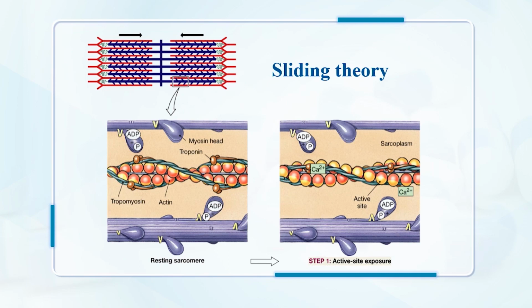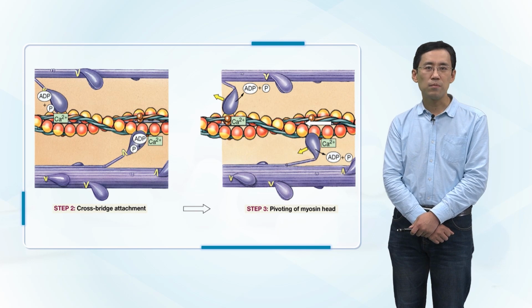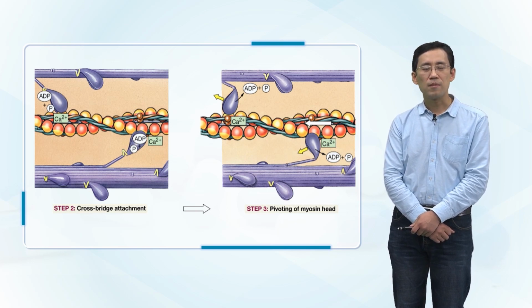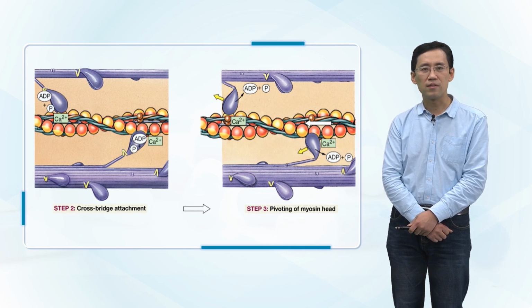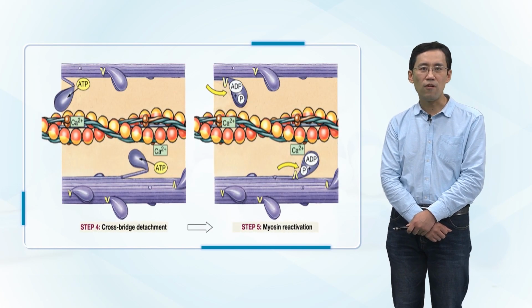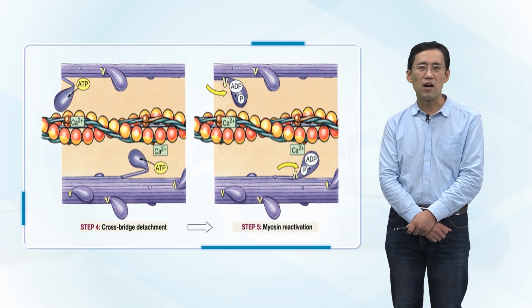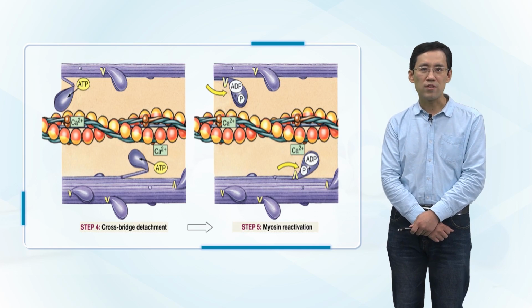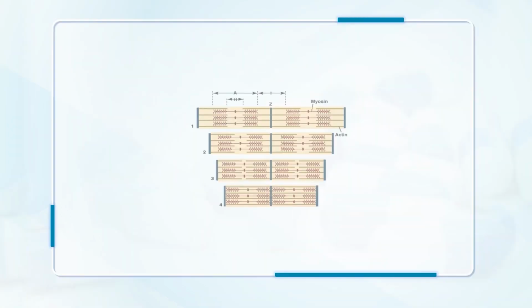Now let's see the steps of sliding theory. Step 1, the first step, is exposure of the active site. Step 2, the cross bridge, that means the head of the thick filament attaches to the active site. Step 3, the pivoting of the myosin head. Step 4, after the rotation, the cross bridge detaches from the active site. And step 5, the myosin inactivation.